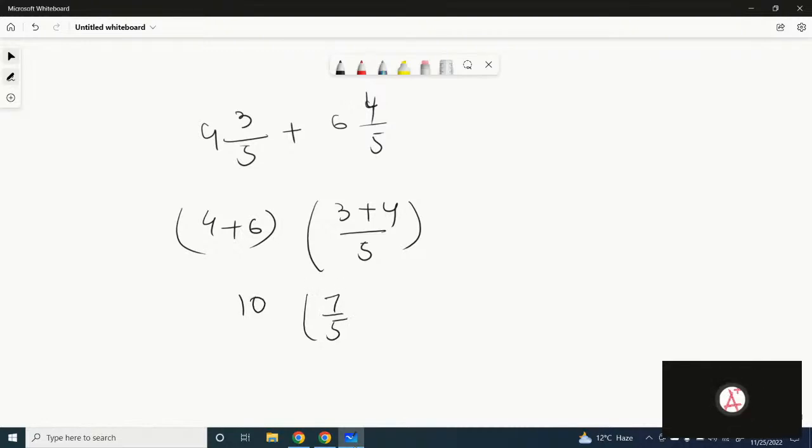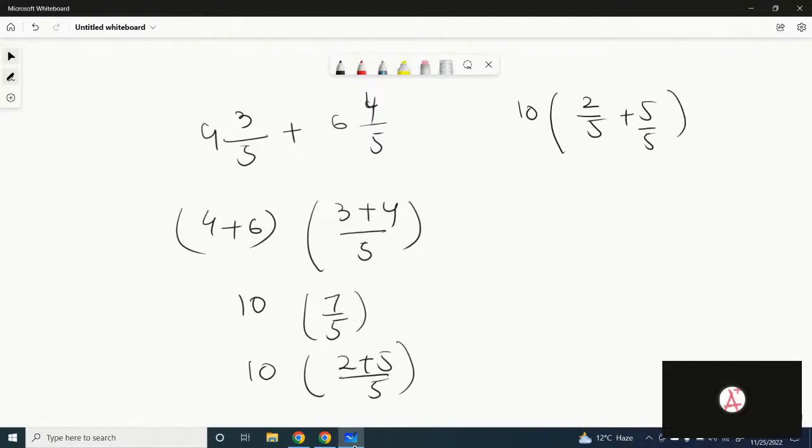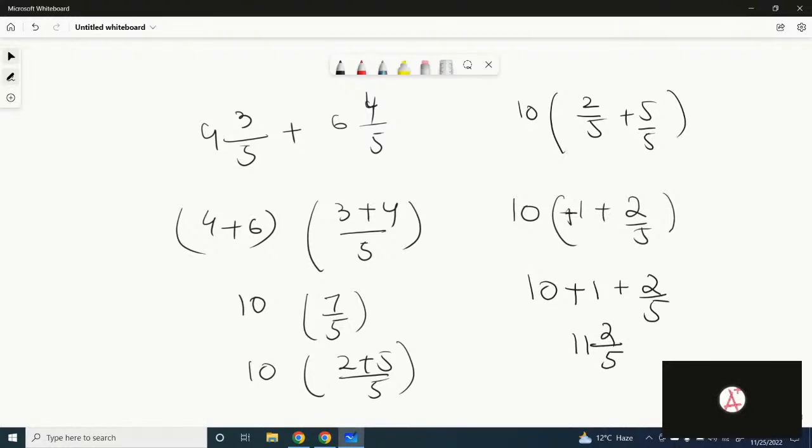Here you have 7 over 5, but the numerator must be smaller than the denominator. Got it? So I can write 7 as 2 plus 5 over 5. Just split them. It would be 2 over 5 and then plus 5 over 5. 5 over 5 equals 1. It would be then 1 plus 2 over 5. So you can add the 1 to 10. It would be 10 plus 1 plus 2 by 5. So 10 plus 1 makes 11. So it would be 11 whole 2 over 5. Got it?